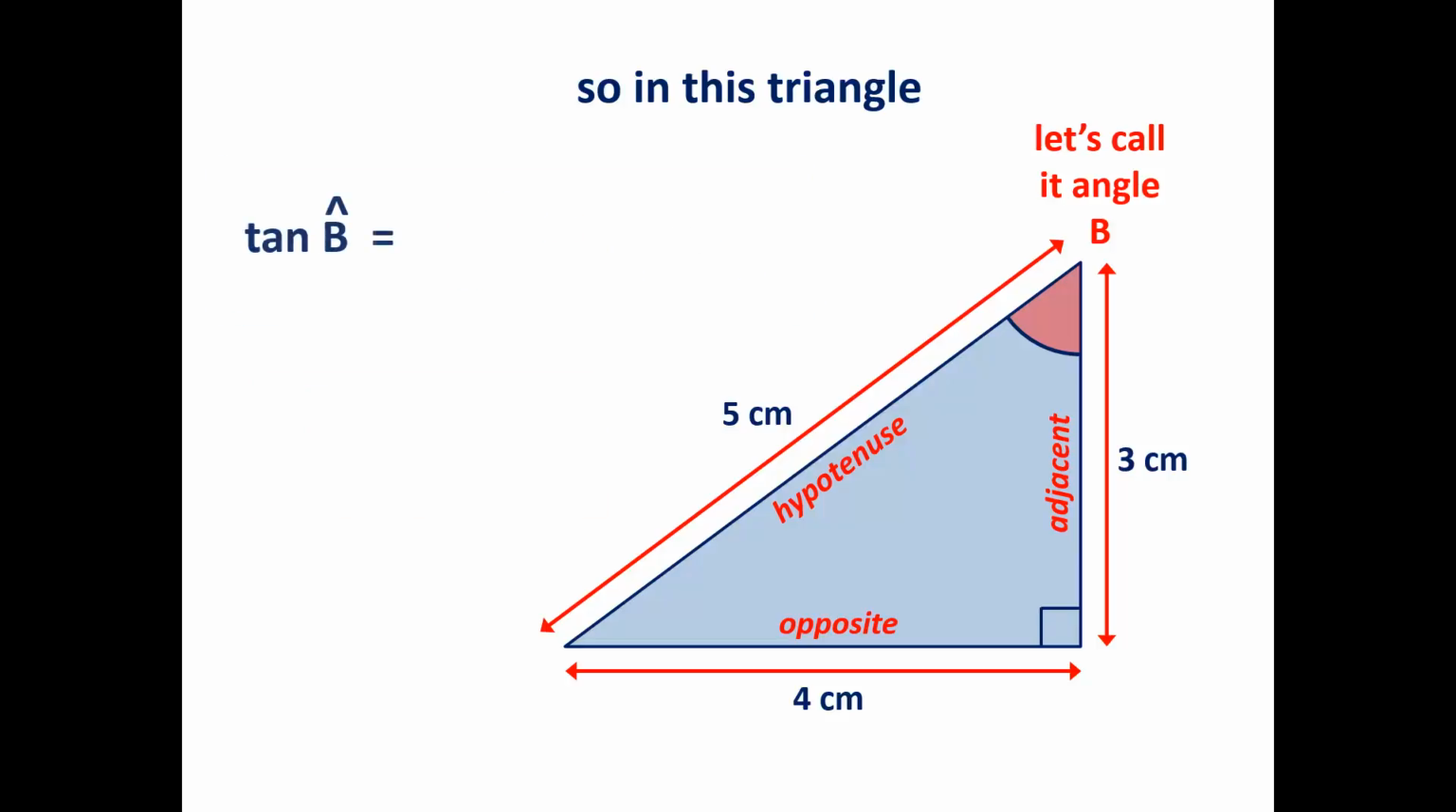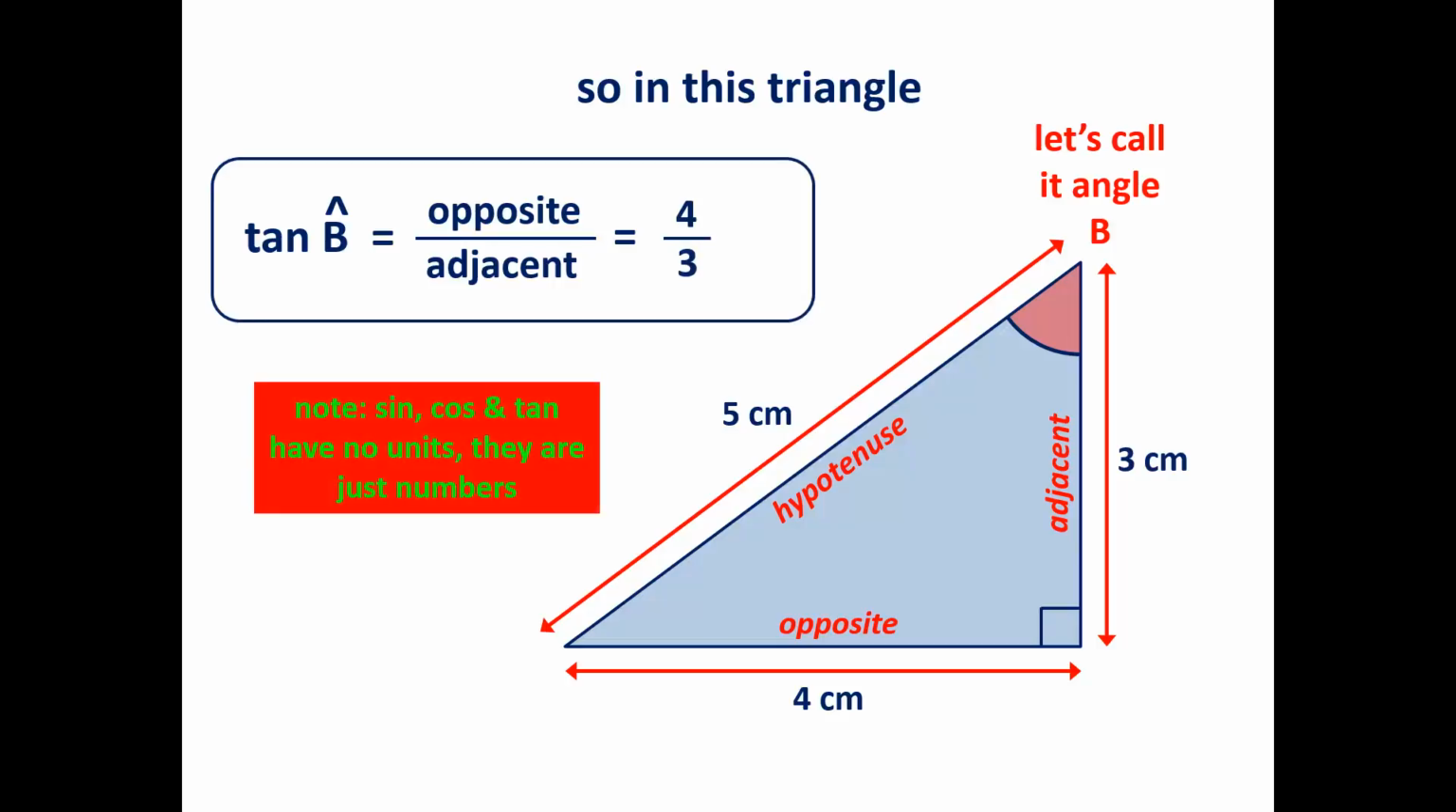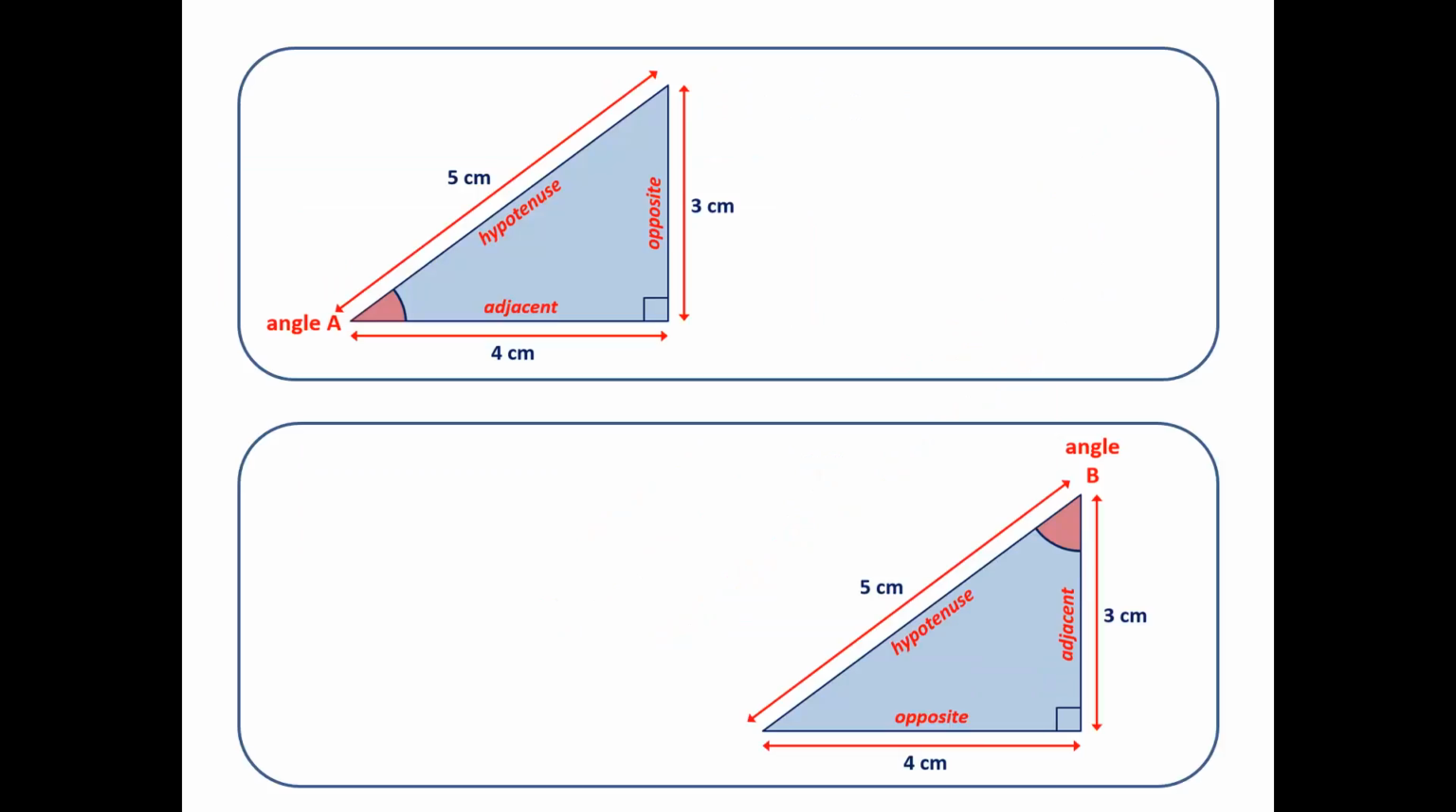And the last one, tan. Can you remember what tan was? Tan is opposite divided by adjacent. And so for angle B, the opposite is 4, the adjacent is 3, so tan B is 4/3. And we're going to get that little red and green message, aren't we? Go away.